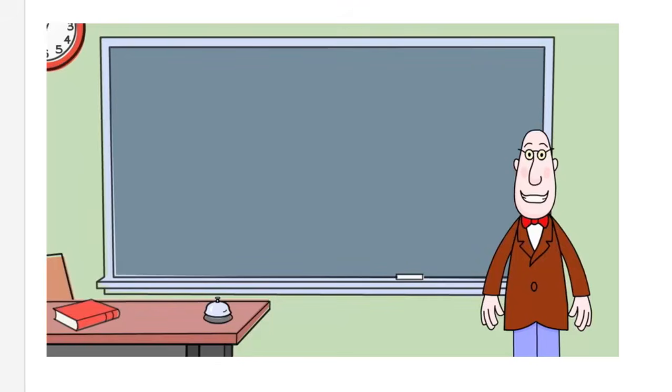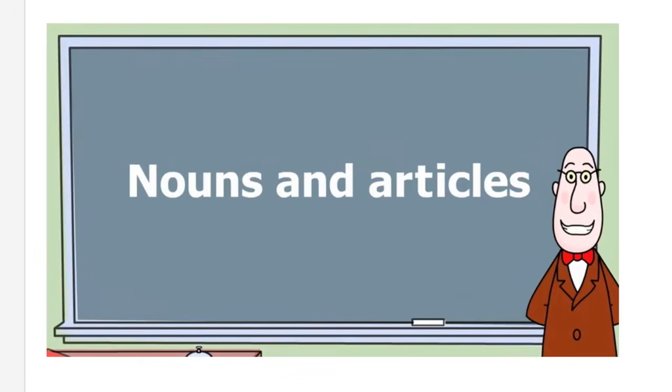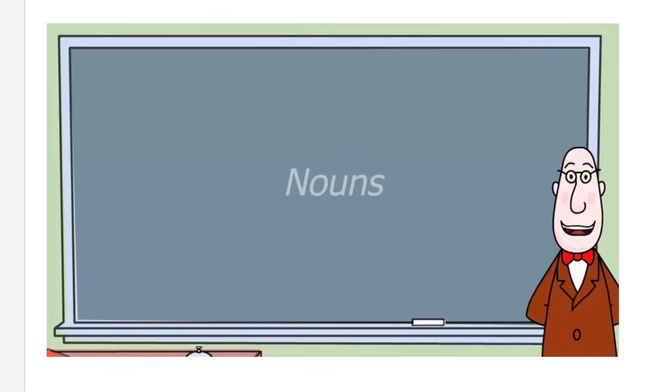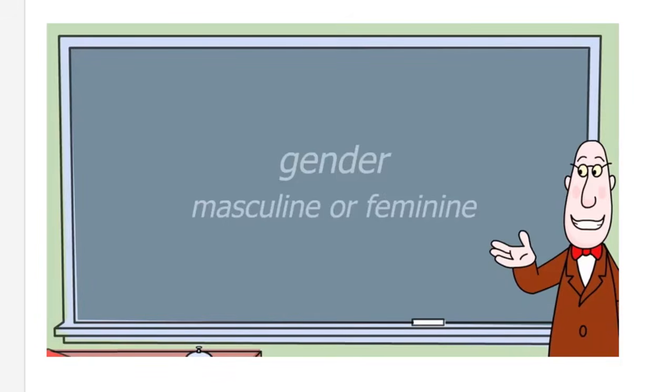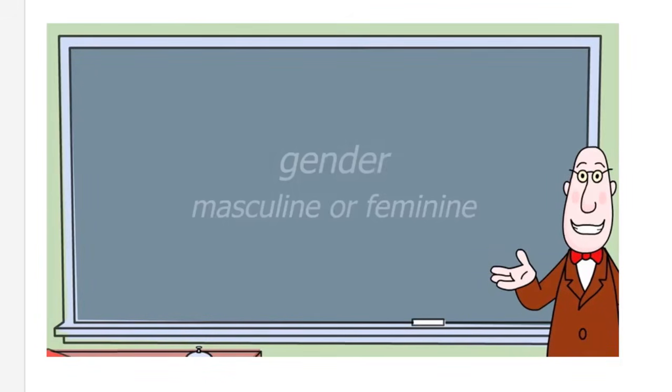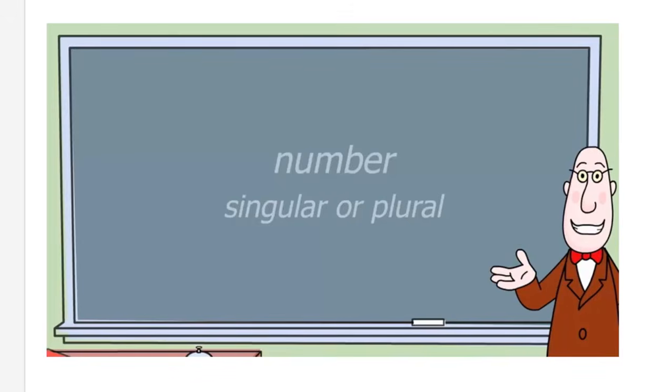Our first topic is nouns and articles. A noun is a word that identifies people, animals, places, things, or ideas. Unlike English nouns, all Spanish nouns have gender. They're either masculine or feminine. Just as in English, Spanish nouns have number, meaning they're either singular or plural.